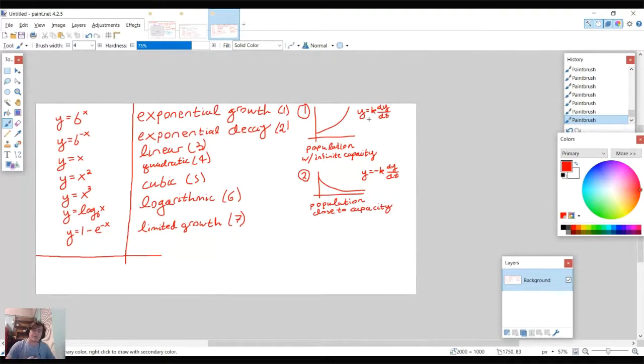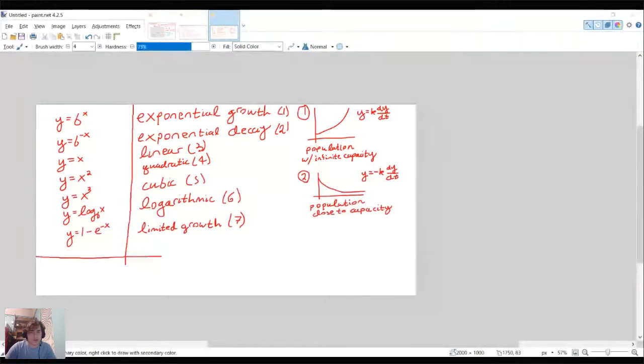The qualitative thing that connects y equals b to the x and y equals k dy/dt is that if you see exponential growth, whatever the quantity is, in this case population, is proportional to the growth of the population at that point. The same goes for a population close to capacity: the population is proportional to the negative of the population growth, which is the rate at which the population is decaying. So the number of people is proportional to the number of people dying. A little morbid, but it's a good example.